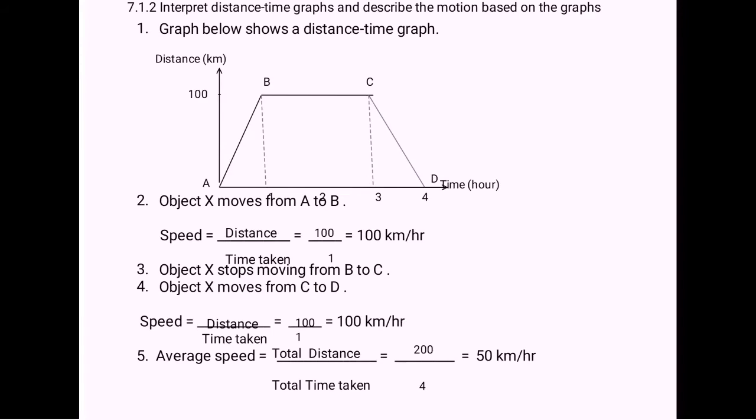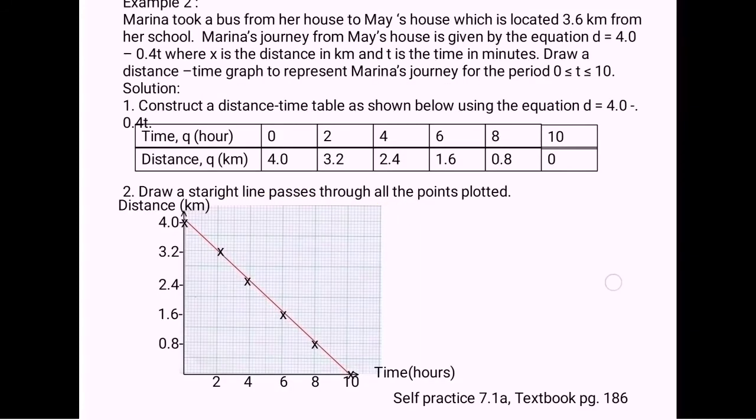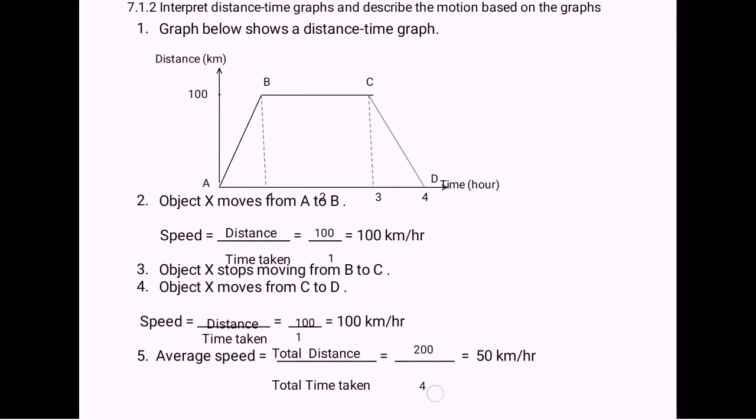Please remember, speed does not have negative or positive. For average speed, we take the total distance over total time taken. So from here to here 100 plus here to here 100. So the total is 200. The total time is 4. So we write here 4. So the answer is 200 divided by 4 is 50.